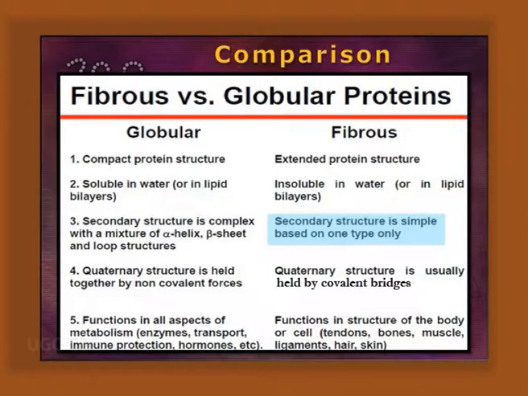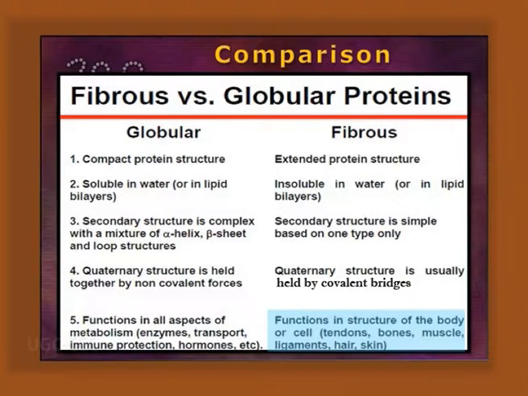But in the case of fibrous protein, only one secondary structure is present. Quaternary structures are held by covalent forces, but the fibrous proteins are held by covalent bridges. Globular proteins can be engaged in several cellular metabolic functions as enzymes, transport through membrane, metabolic regulation, as well as messengers through the membrane.